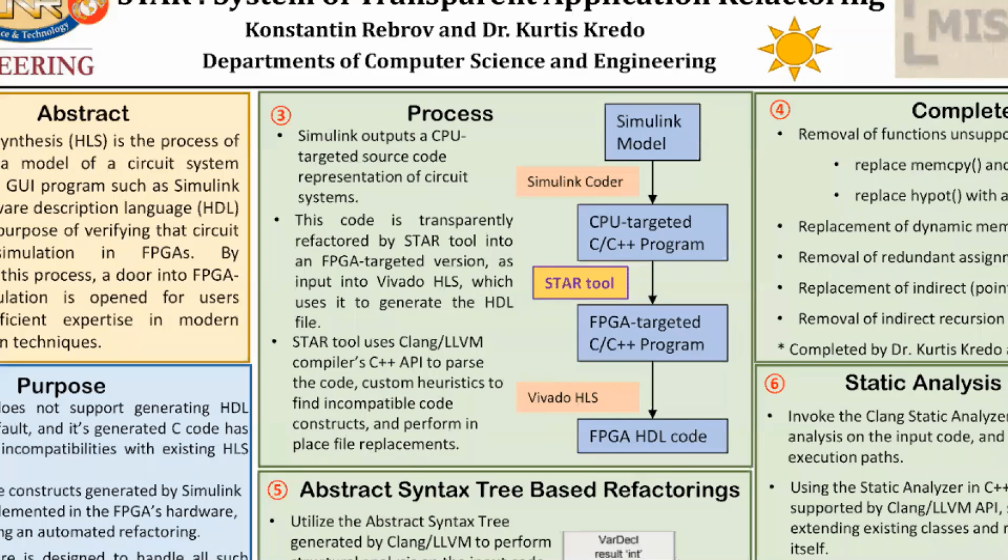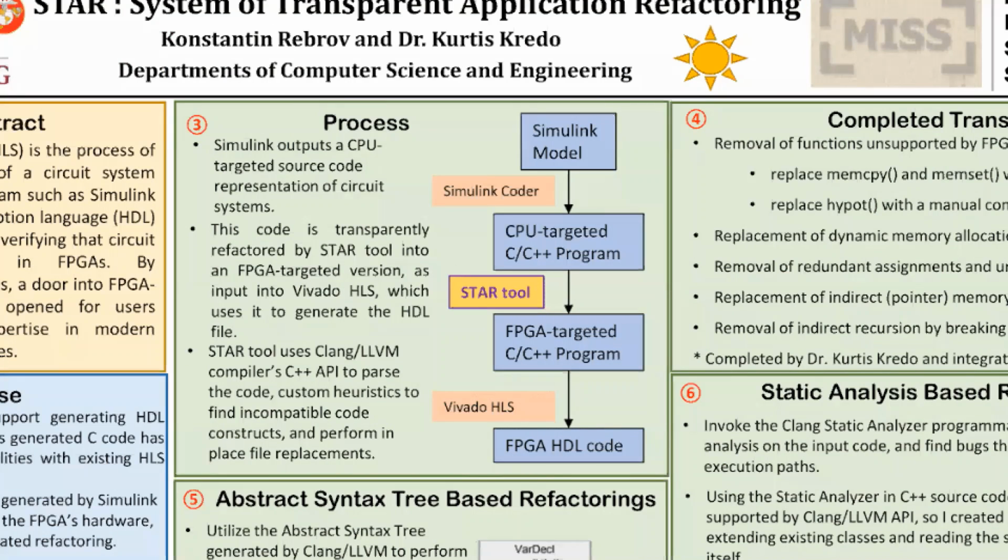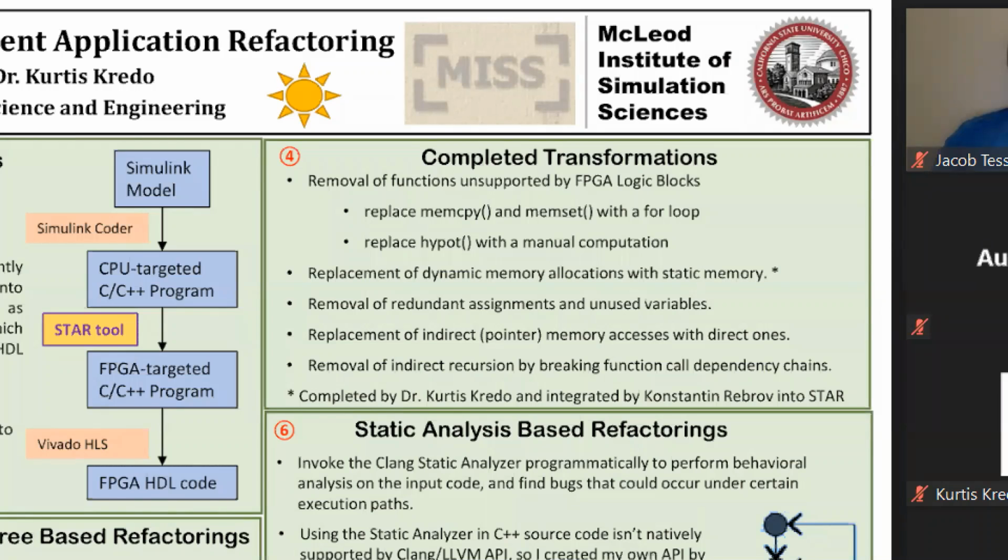So these are the completed program transformations that the star tool now does. It removes some functions unsupported by the FPGA logic blocks. It replaces memcpy and memset with a for loop that copies elements in an array into elements of another array, and it replaces the hypot function with a manual computation that does the hypotenuse calculation.